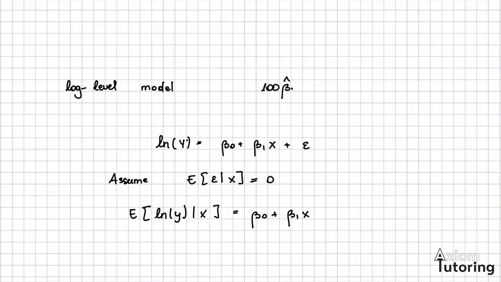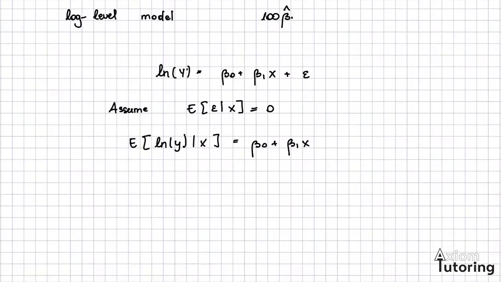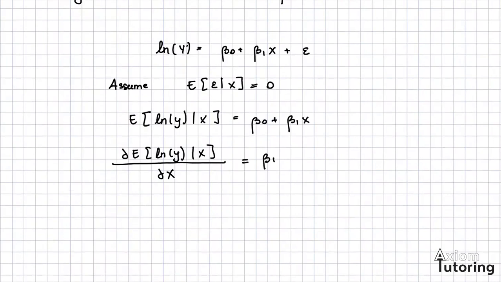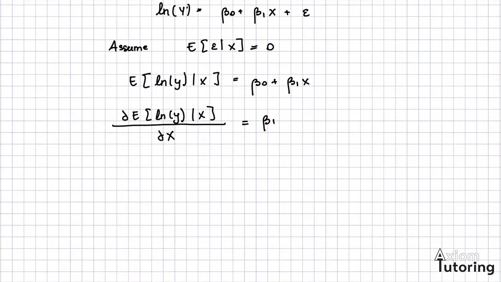Now, let's take the derivative of this expression. So we're going to have the derivative of the expectation of ln y conditional on x with respect to x being equal to simply beta 1, because the beta 0 here does not have an x attached to it, so it's a constant. The derivative is going to be 0. Now, what you should know in general, and if you don't know, that's completely fine, because we're going to have a separate video showing you this property step by step.